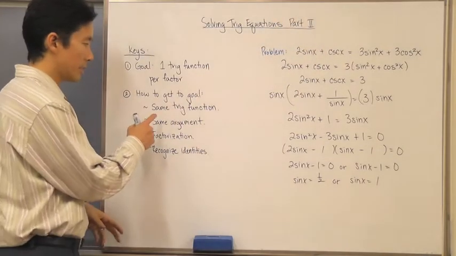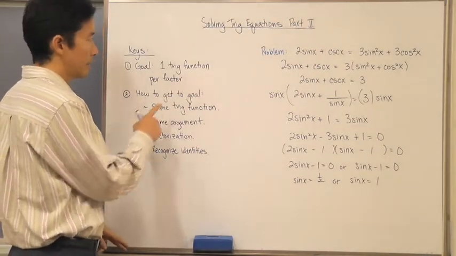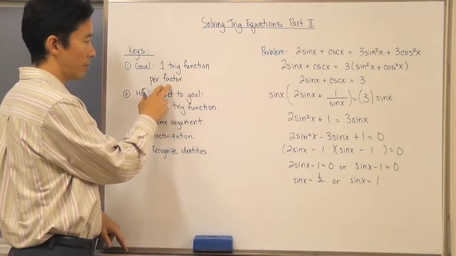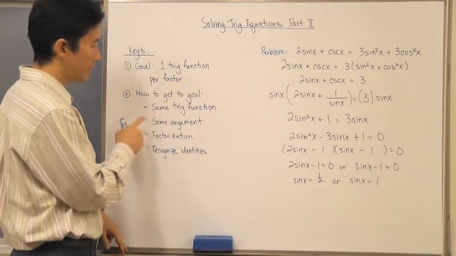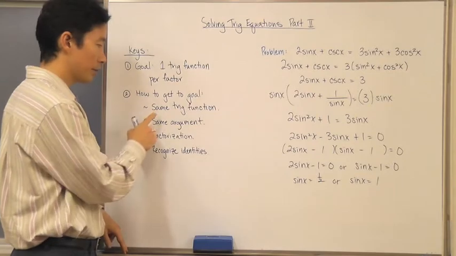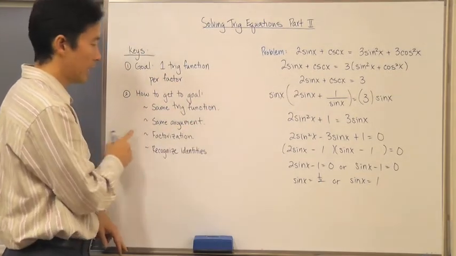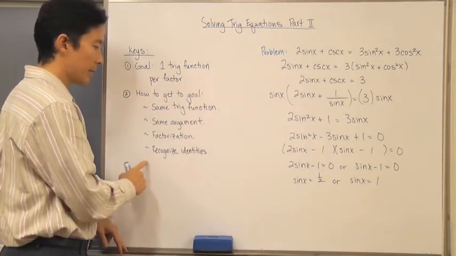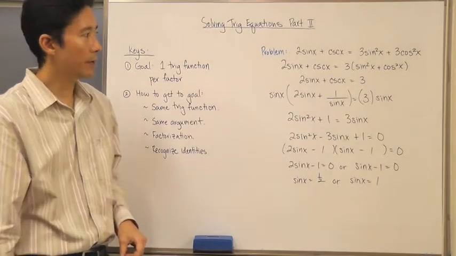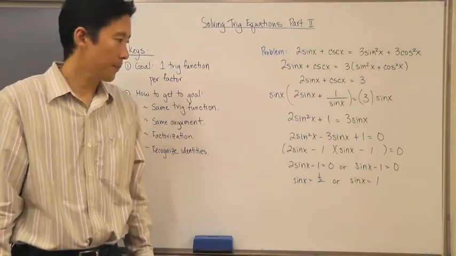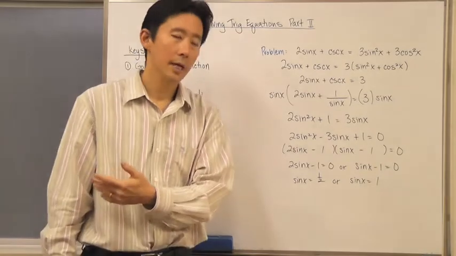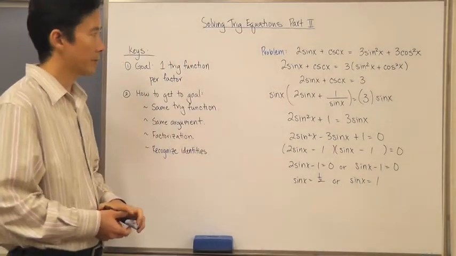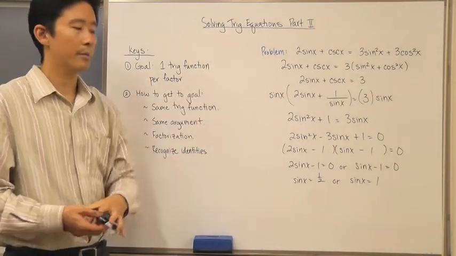We're going to try to aim for one trig function per factor, and in order to do that we need to use the same trig function. We have to try to get the same trig function, the same argument, factorized, and also recognize where we can simplify the equation by using our identities. Okay, and so there you go. That's all you need to do in terms of actually solving this particular problem.